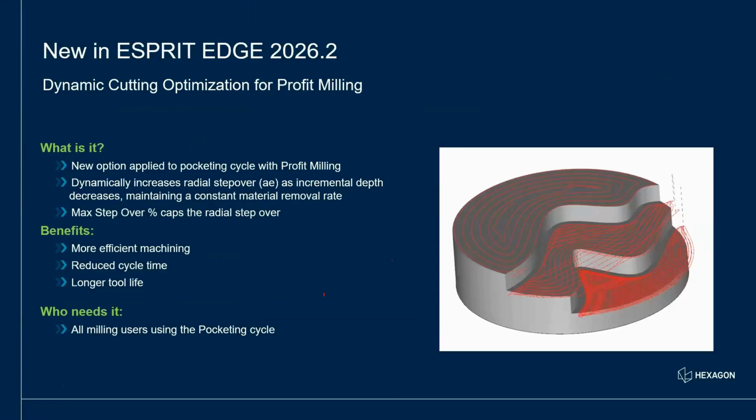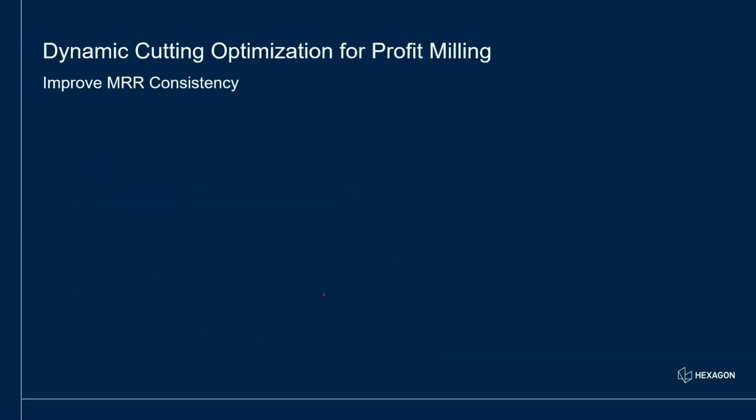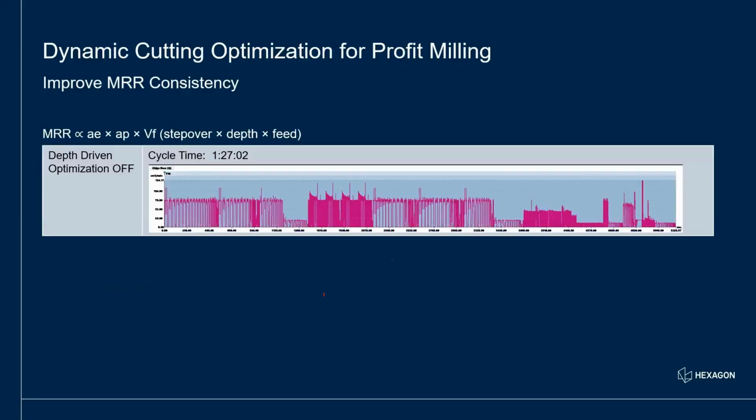And this is the dynamic cutting optimization of profit milling. I just explained the benefits you can get. It will generally give more efficient machining time, reduce the cycle time, and give longer tool life. So let me go on. This is dynamic cutting optimization of profit milling.